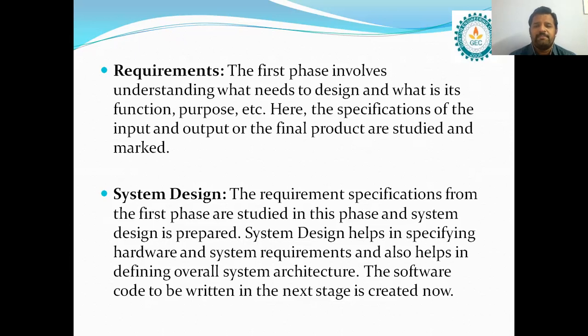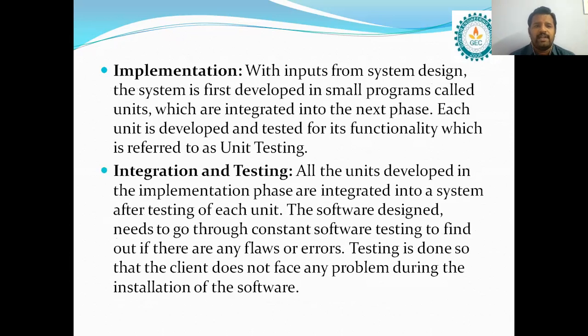System design helps in specifying the hardware and system requirements and also helps in defining the overall system architecture. Why do we use the system design? It helps in specifying what hardware is required and what the system requirements are, and it also helps define the overall system architecture. Right. The software code to be written in the next phase is created now. That is the purpose of system design. Next, go to the next phase, which is called the implementation phase.